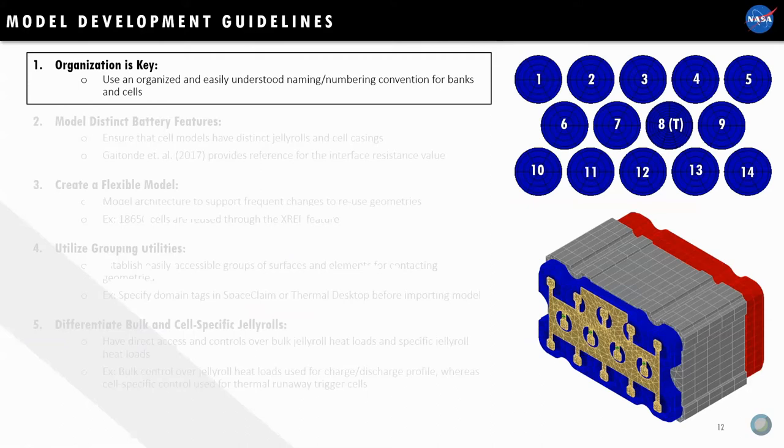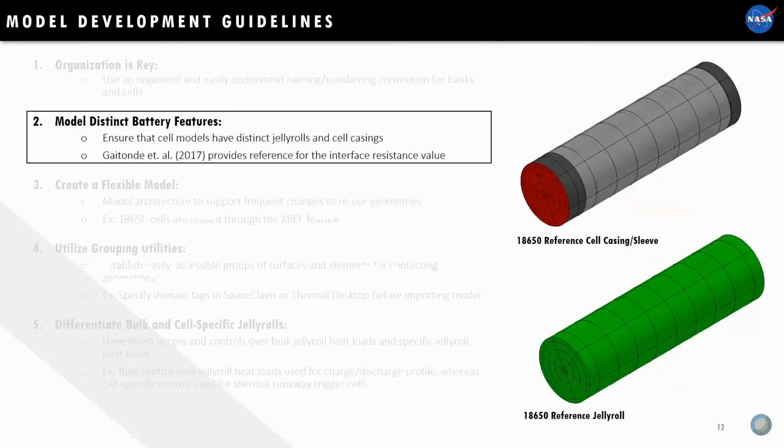So this made it easy to switch between the trigger cell in the central position, which we used number 8 for, and the corner position, which we used number 14 for. It also helped us later on in our analysis when we wanted to take a look at the temperature profiles of the neighbor cells for the thermal runaway cases. And again, as your model grows in size and complexity, just knowing which bank or cell you're referring to is quite necessary.